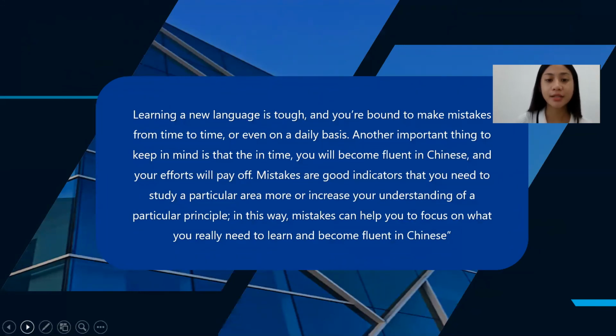Learning a new language is tough and you're bound to make mistakes from time to time or even on a daily basis. Another important thing to keep in mind is that in time you will become fluent in Chinese and your efforts will pay off. Mistakes are good indicators that you need to study a particular area more or increase your understanding of a particular principle. In this way, mistakes can help you to focus on what you really need to learn and become fluent in Chinese.